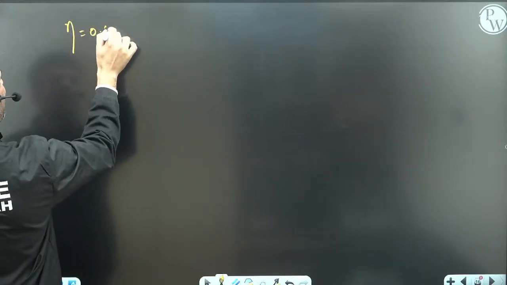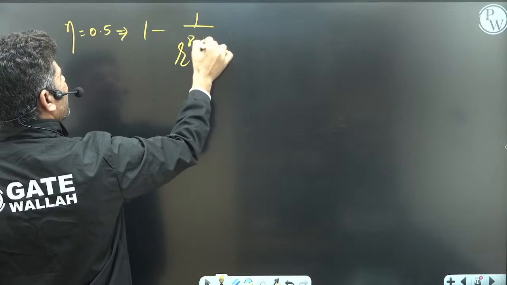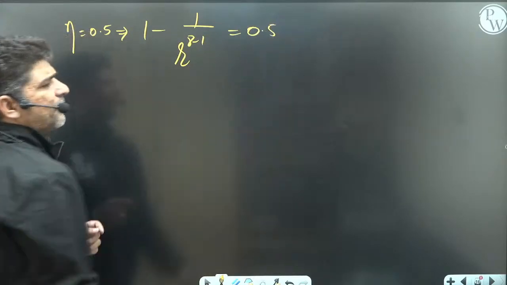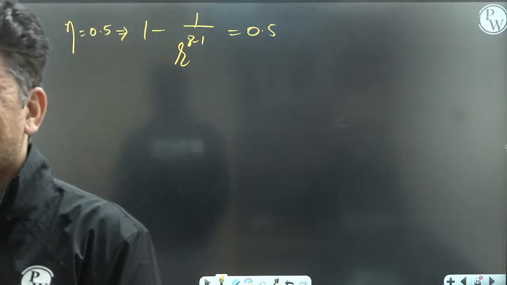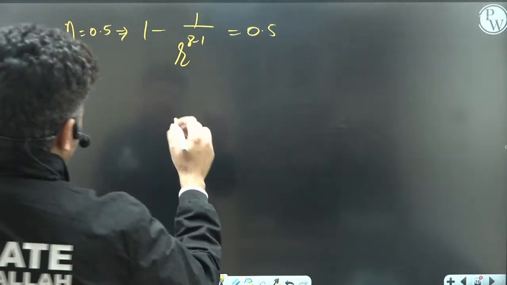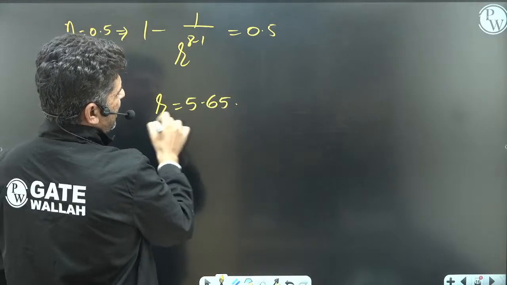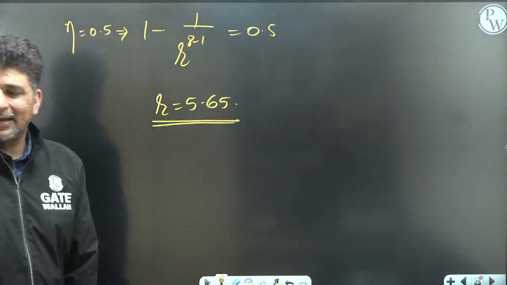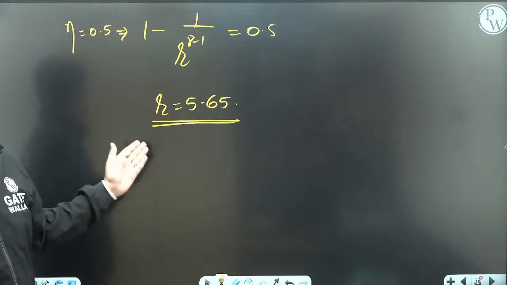Now he has given you efficiency is equal to 0.5. Do we know that 1 minus 1 over r to the power gamma minus 1 is equal to 0.5? This is the relation for calculating efficiency. So from here you can calculate r. r will come out to be 5.65. So when you have understood r, now you can calculate what is Vs and Vc.